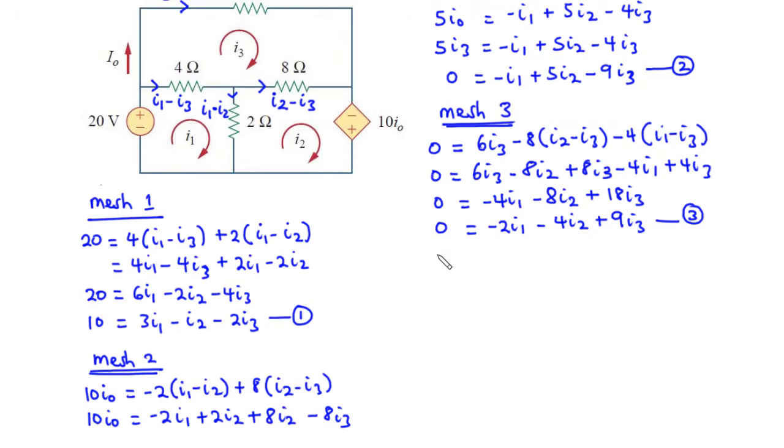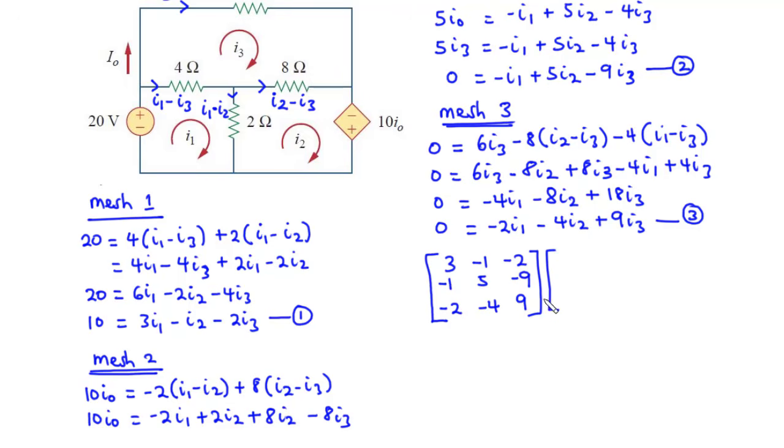That is, considering the 3 by 3 matrix, the first row is going to be occupied by the coefficients of I1, I2, and then I3 for equation 1. So that's going to be 3, negative 1, negative 2. And then for equation 2, we have negative 1, 5, negative 9. Equation 3, we have negative 2, negative 4, 9.